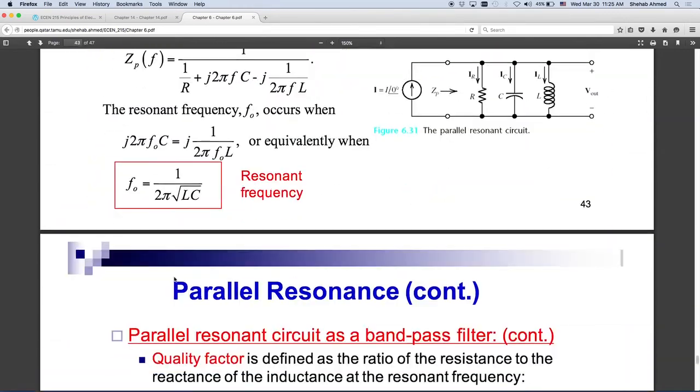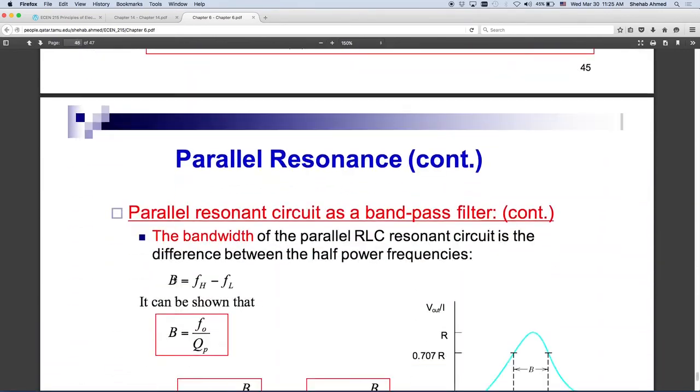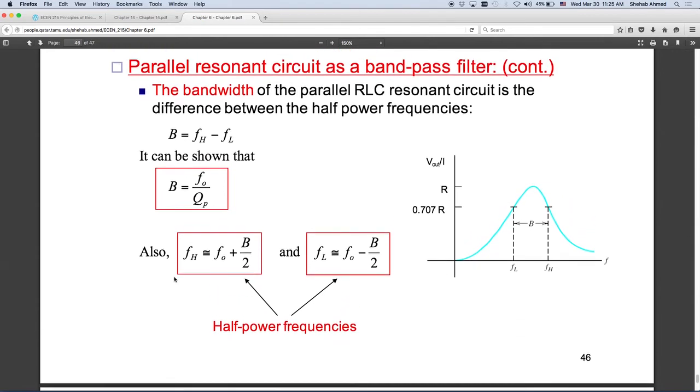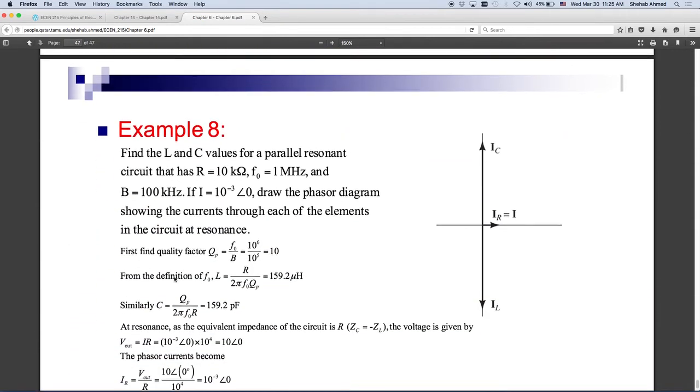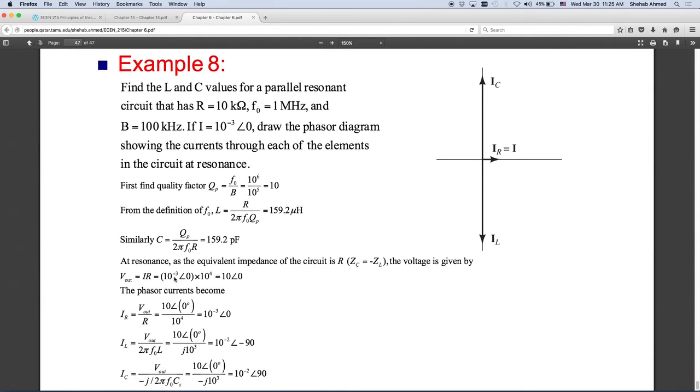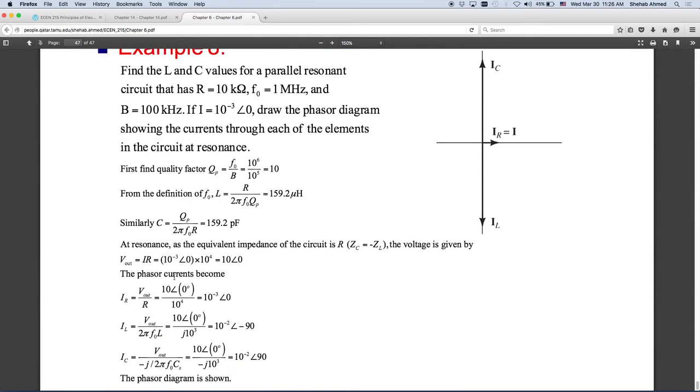So let's look at the example. You won't find this very different. The example is very similar because it's a direct substitution in the numbers. So let's see what they're asking for.